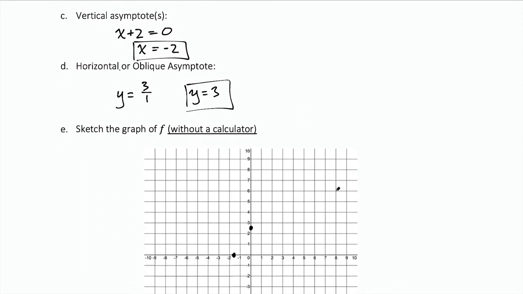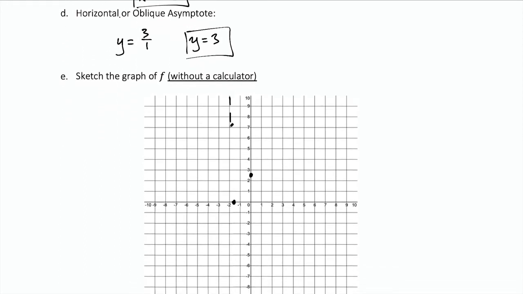And then our vertical asymptote at negative 2. And our horizontal asymptote up at 3. Okay, and now we're ready to graph our function.